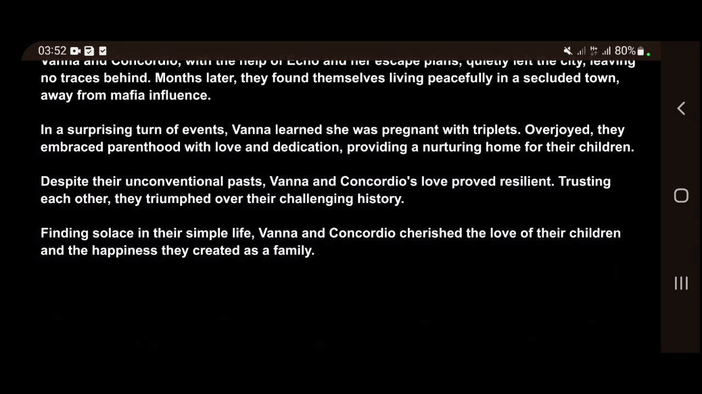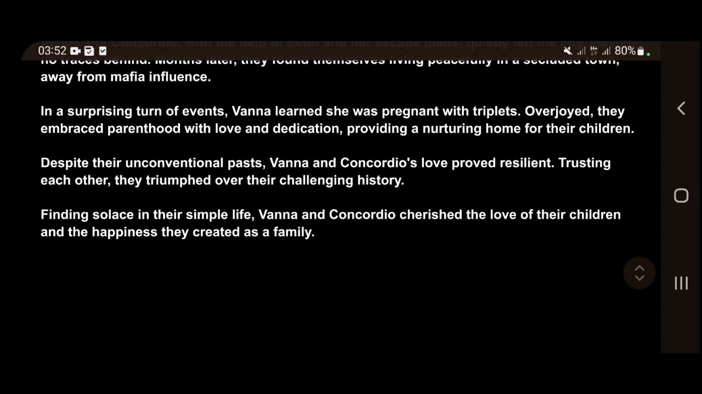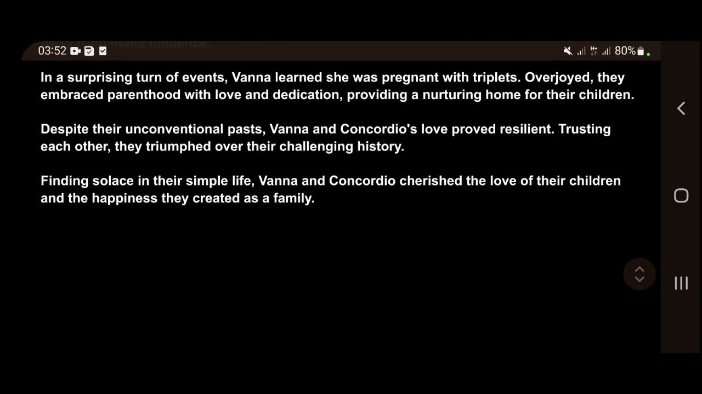In a surprising turn of events, Vena learned she was pregnant with triplets. Overjoyed, they embraced parenthood with love and dedication, providing a nurturing home for their children. Despite their unconventional past, Vena and Cocodia's love proved resilient, trusting each other. They triumphed over their challenging history. Finding solace in their simple life, Vena and Cocodio cherish the love of their children and the happiness they created as a family.